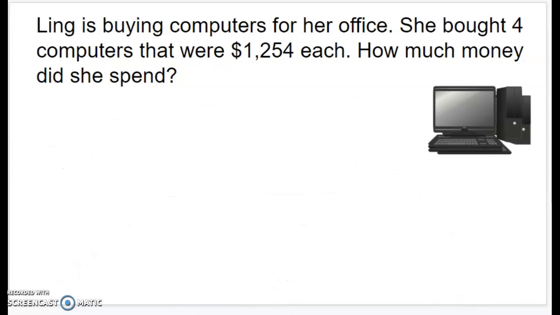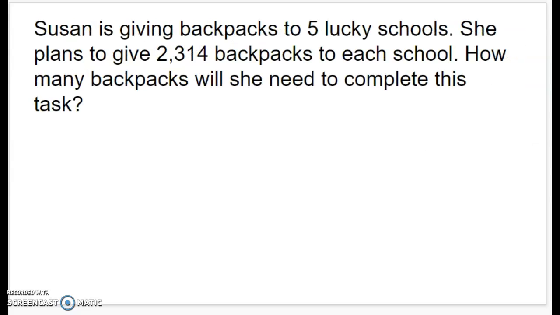Okay, this very last one I want you to do on your own. It says Susan is giving backpacks to 5 lucky schools. She plans to give 2,314 backpacks to each school. How many backpacks will she need to complete this task? So go ahead and complete this one on your own.